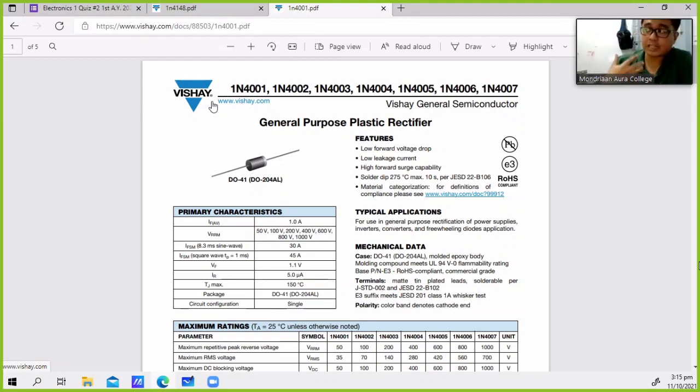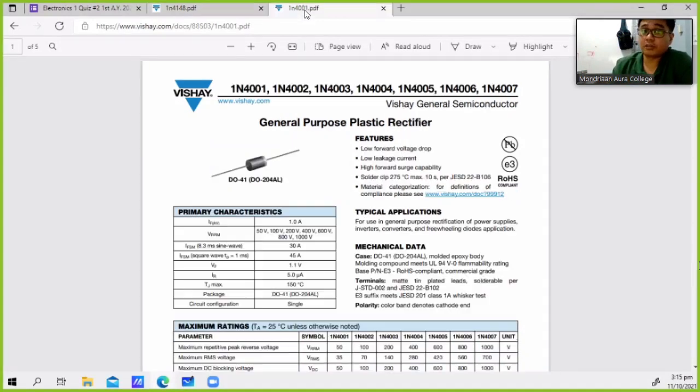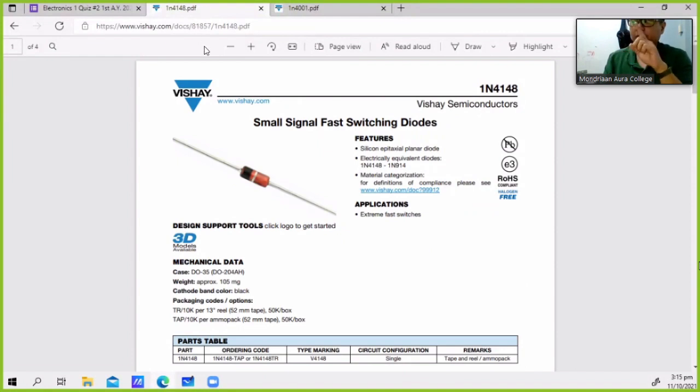They are both used as rectifiers. So kung mapapansin nyo, general purpose rectifier ito. Ito naman, small signal fast switching diode. So ibig sabihin, mas mabilis yung response niya. Mas mabilis siyang mag-forward bias at mas mabilis siyang mag-reverse bias kumpara dito sa 1N4001. But in practice, pwede natin silang gamitin for any general application, itong dalawang diode na to. And as you notice, nagsisimula sila pareho sa 1N. Pag nagsimula sa 1N, ibig sabihin yan, diode.